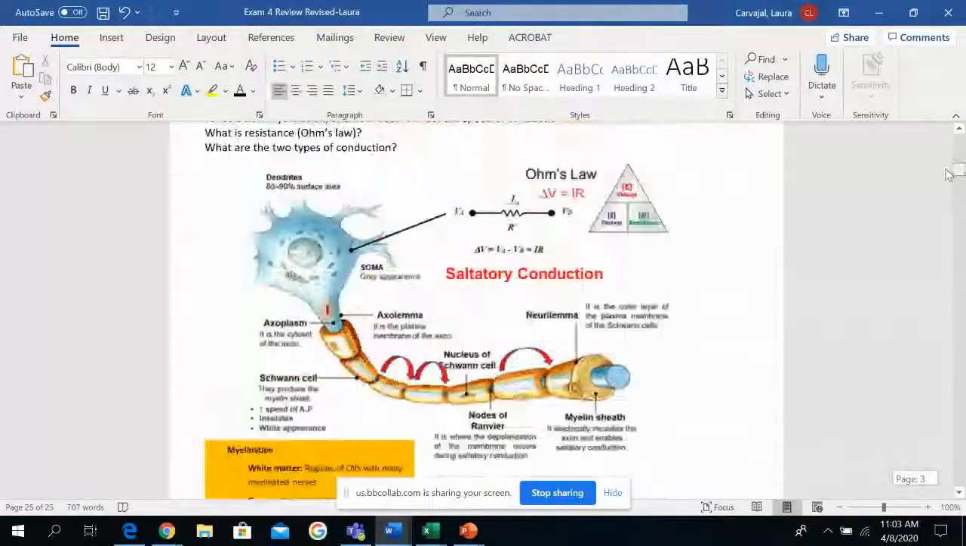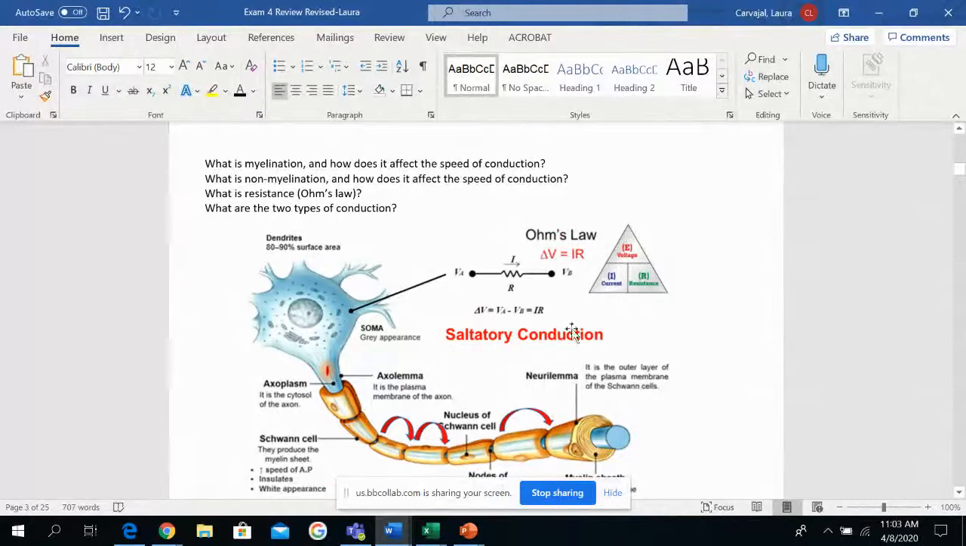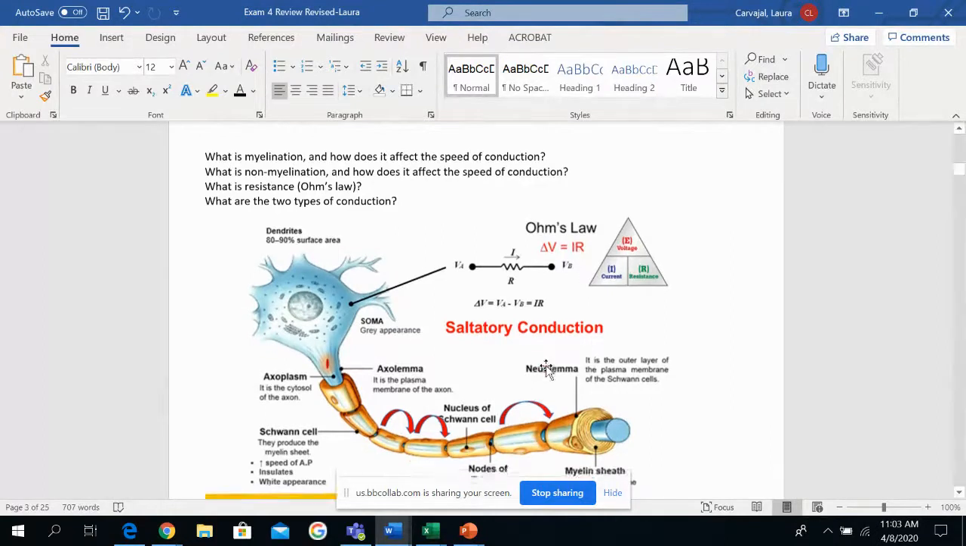Ohm's Law essentially is saying that the change in voltage is dependent on the current and the resistance, right? So essentially what that ultimately translates to is the less resistance you have, the less change in voltage you will have, which means that your magnitude, or the amount of energy that you're propagating through your neuron, through your axon, will not change. Does that make sense?